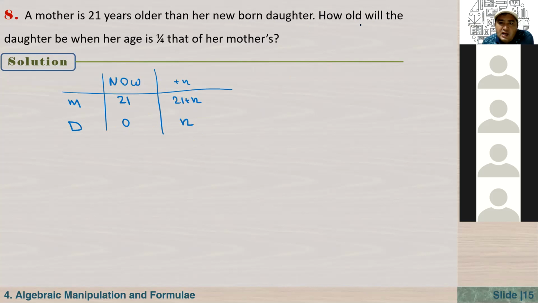So the question is, how old will the daughter be when her age is 1/4 that of her mother's? That means her age n will be 1/4 of her mother's, that is 21 plus n. Because this is the daughter's age after n years and the mother's age after n years, if you multiply both sides by 4, we get 4n. Take n to the left-hand side, 3n equals 21. What is n? n equals 7. Okay, Rifa.